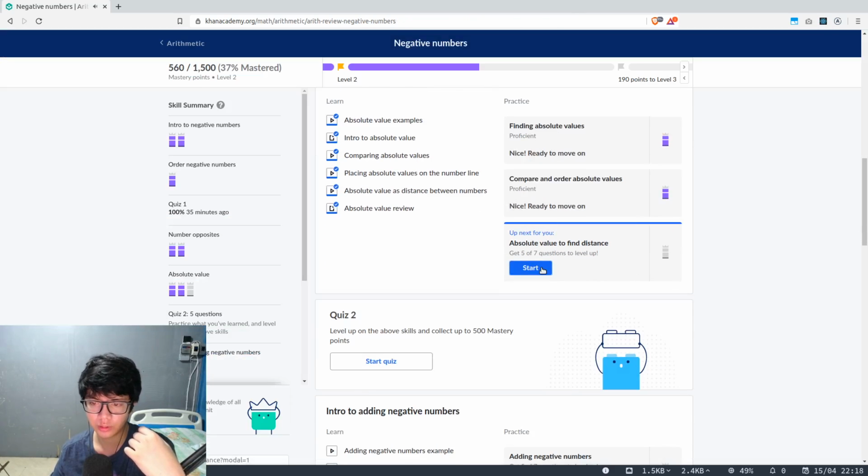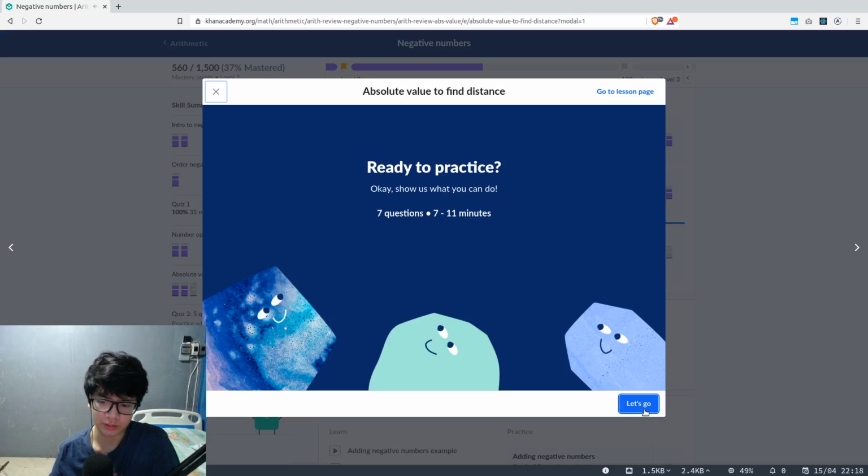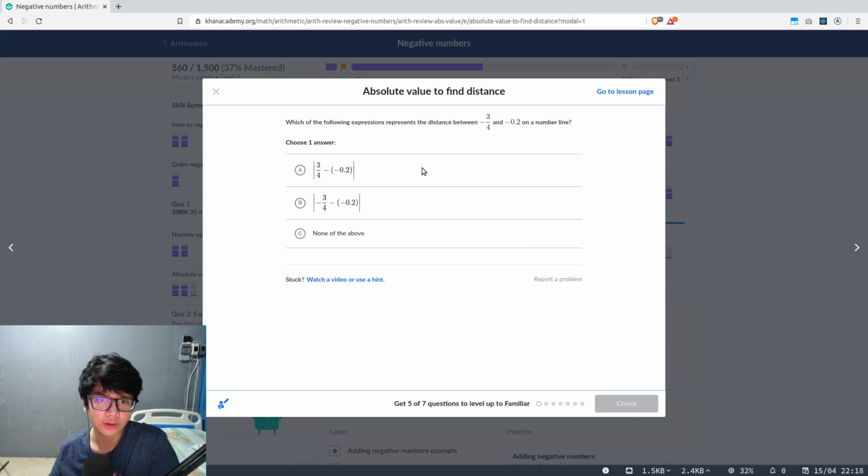That's the absolute value to find distance. Which of the following expressions represents the distance with a negative 3? No. It should be negative 3 minus negative 0. This one's positive 3, so that's not the answer.